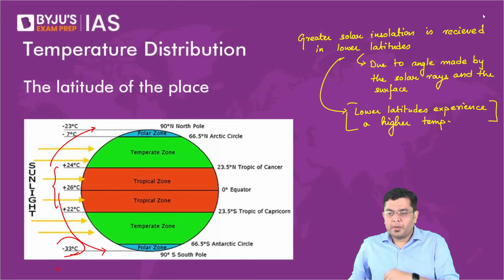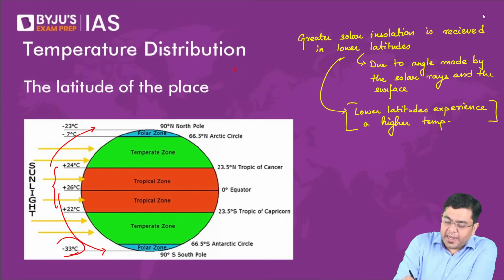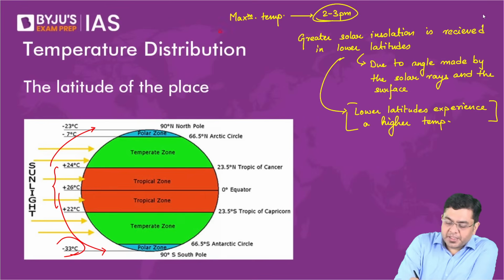Okay, good. Few of you know. So, the maximum temperature for any region, which is noted by the weather stations, whenever you come across a maximum temperature reading, it is basically around 2 to 3 p.m. in the afternoon, generally. And what about the minimum temperature?